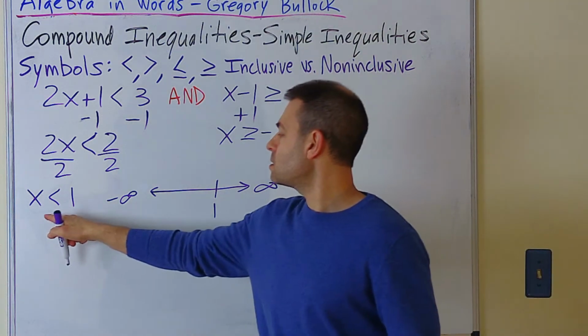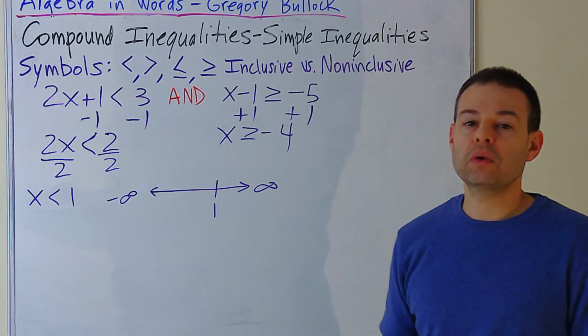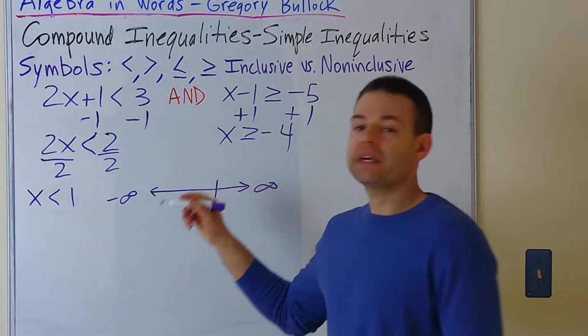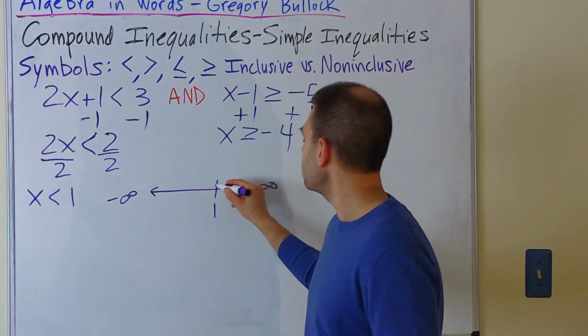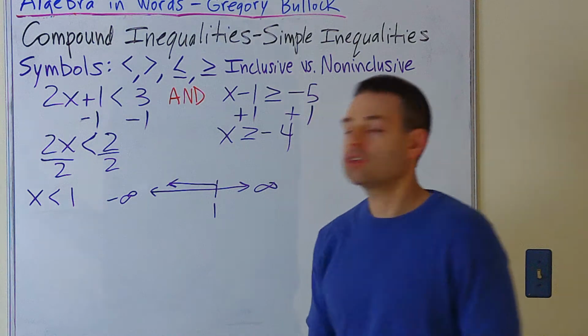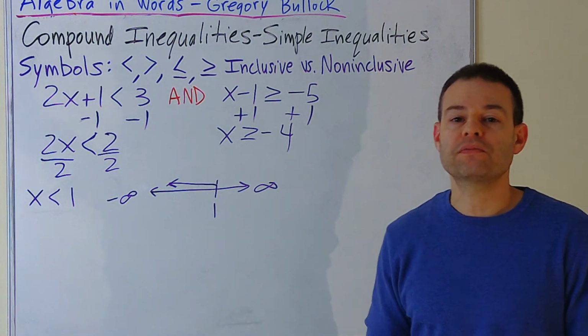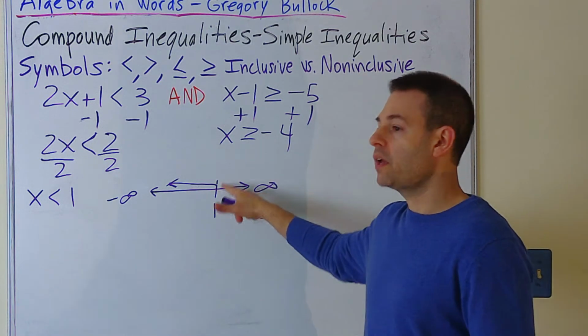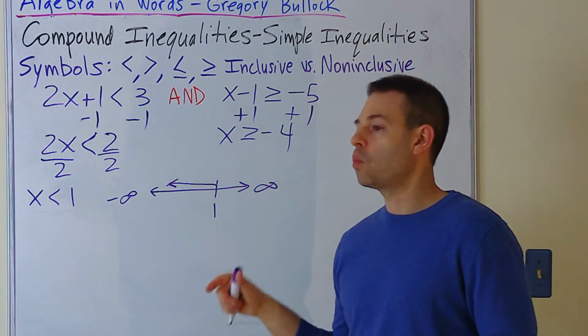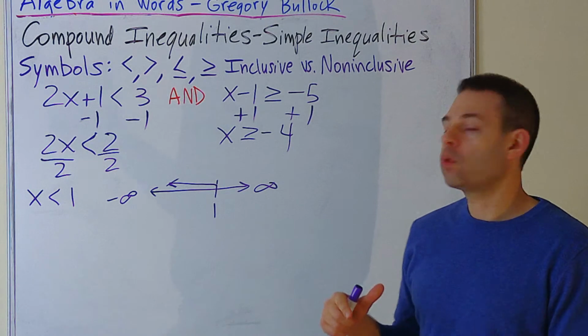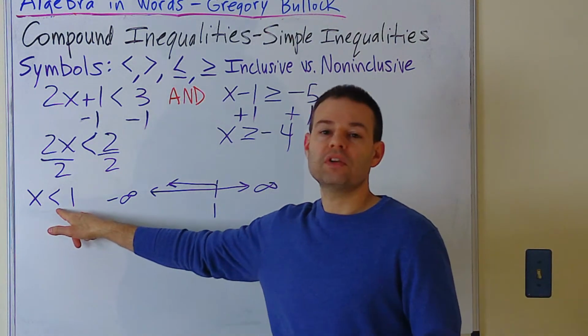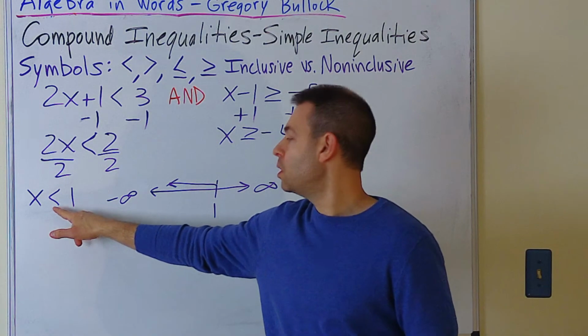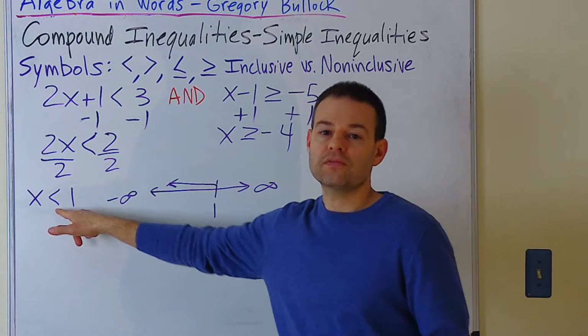And now, since this is x is less than 1, we're going to indicate this by drawing an arrow like this towards the left to show that all the possible values for x defined by this inequality would be 1 and anything less than 1. Now is the time where we have to look at the inclusiveness or non-inclusiveness of the symbol. And this is a non-inclusive symbol.